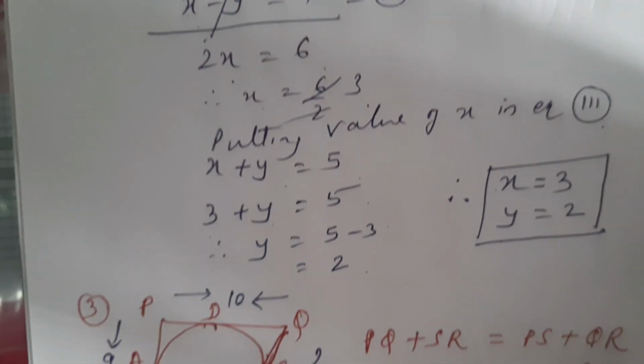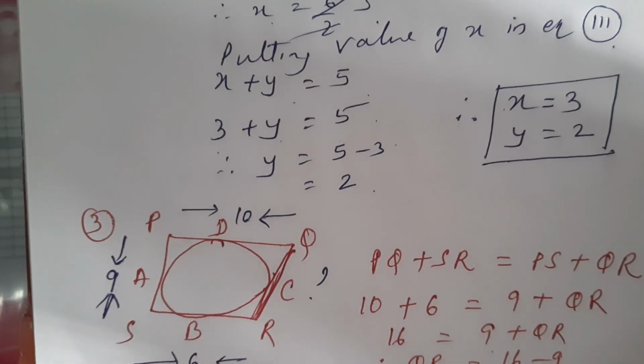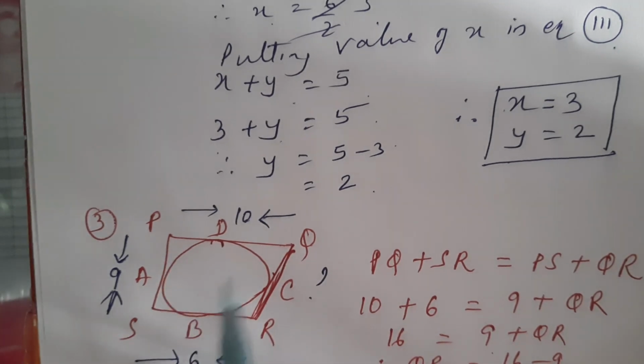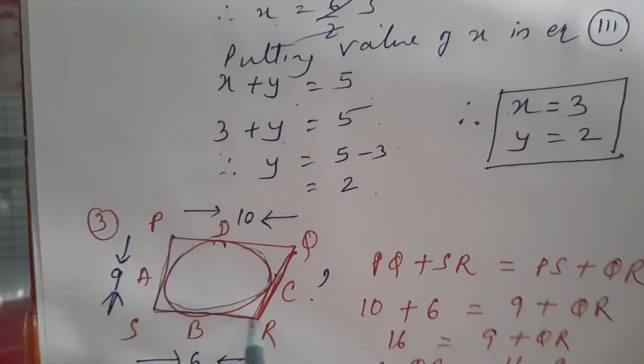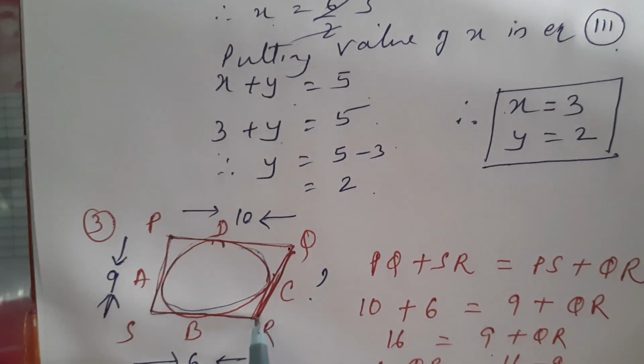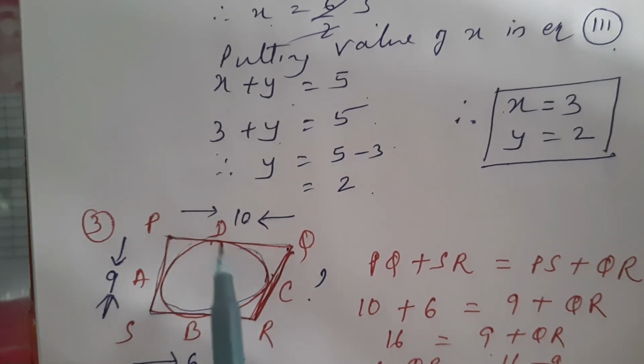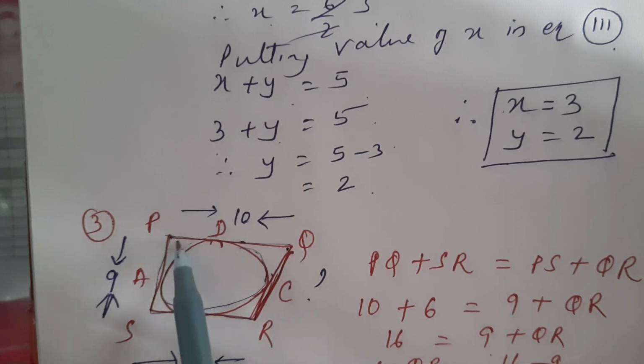Now let's start our third question, which I have taken from circles. So here it is a concentric circle which is circumscribed by a quadrilateral. The circle is inside, so the circle is circumscribed by a quadrilateral.